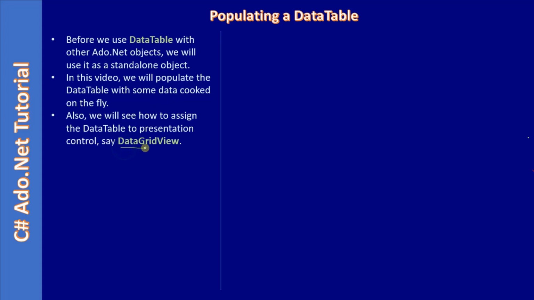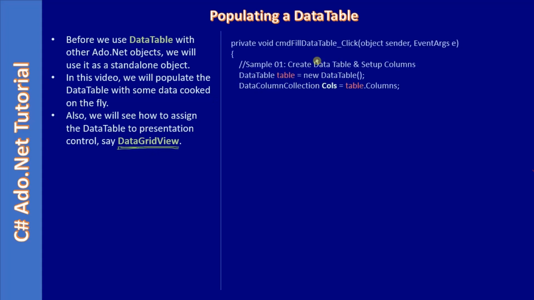So data table is an in-memory representation, right? So how do we show that to the user? So we need some control. Here it's a data view control. Using the data view control, we will assign our data table to it. And the DataGridView will take care of presenting the rows and columns of information in the tabular format.